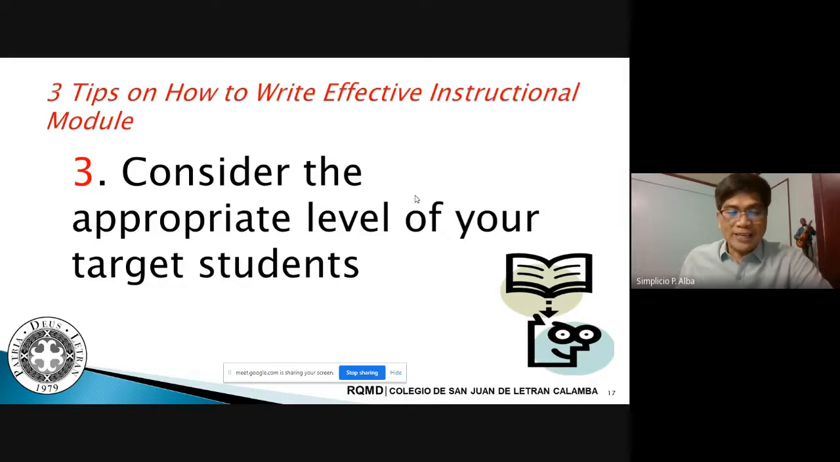And tip number 3, consider the appropriate level of your target students. Again, points for reflection. In developing your IM, be sure that you are aware of your students' level of competencies. Be sure to consider their age and learning readiness before formulating the contents of your IM. And be sure that the lesson contents you will develop will fit your students' understanding and comprehension.